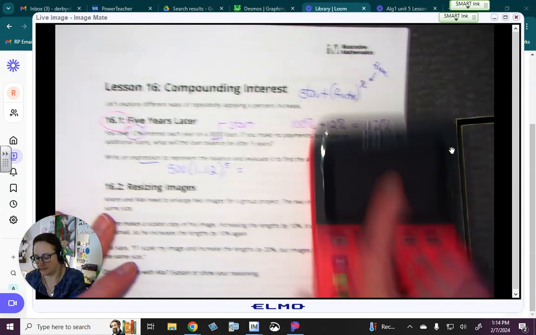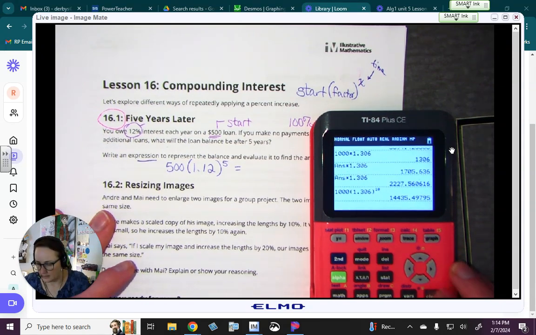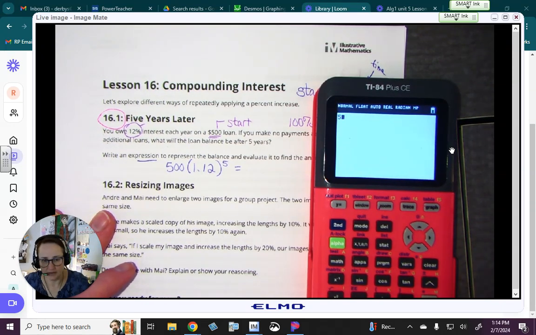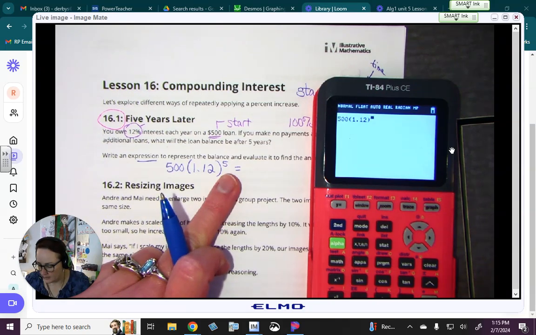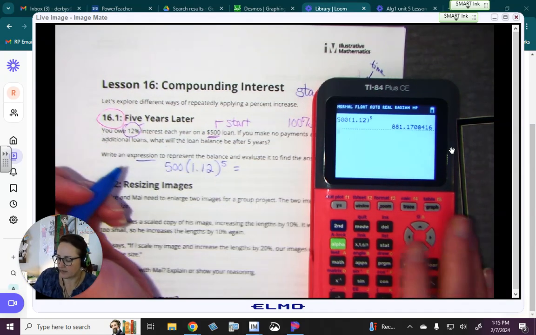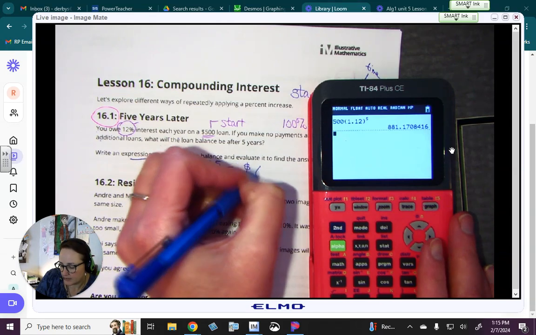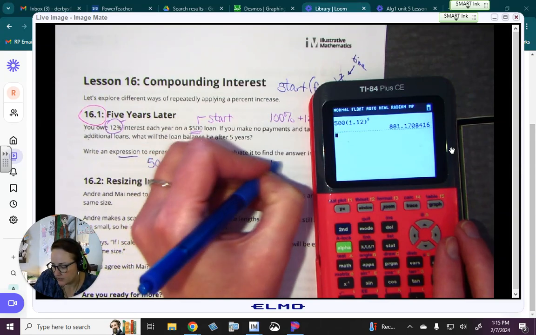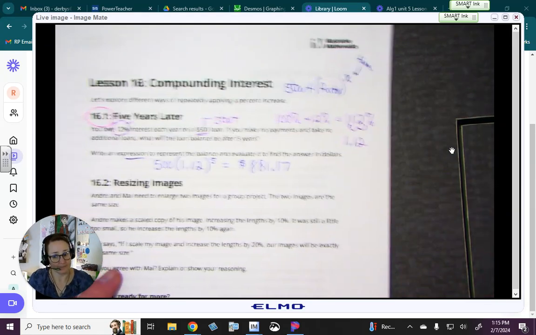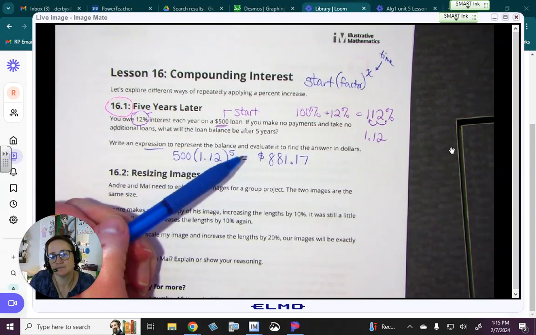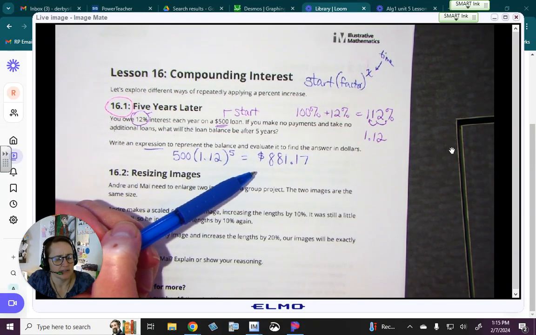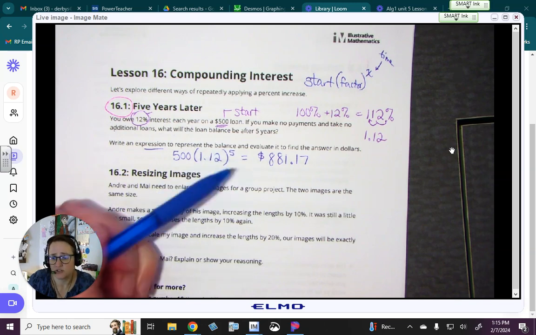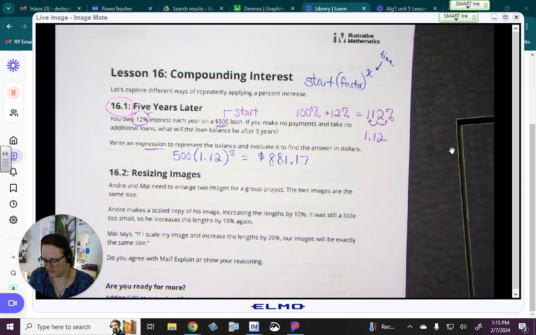Let's turn on our calculator, and let's type it in and figure it out. $500 times 1.12, raised to the 5th power, because we've had that loan for 5 years and apparently haven't made a single payment on it. We are going to owe $881.17. Now, this is why credit cards are not always so great to use, right? Because they're constantly charging you interest every single month, not even just every year.